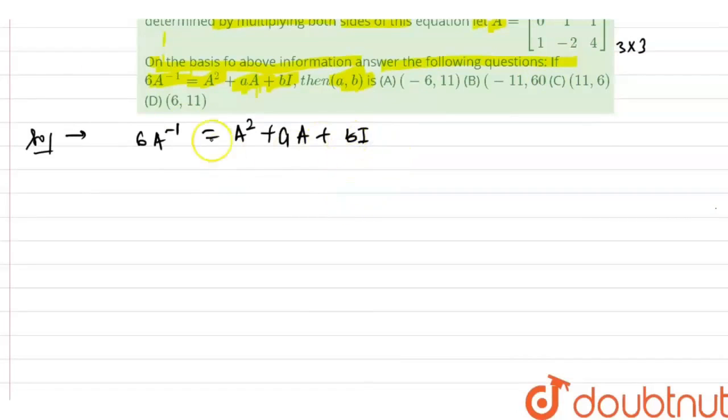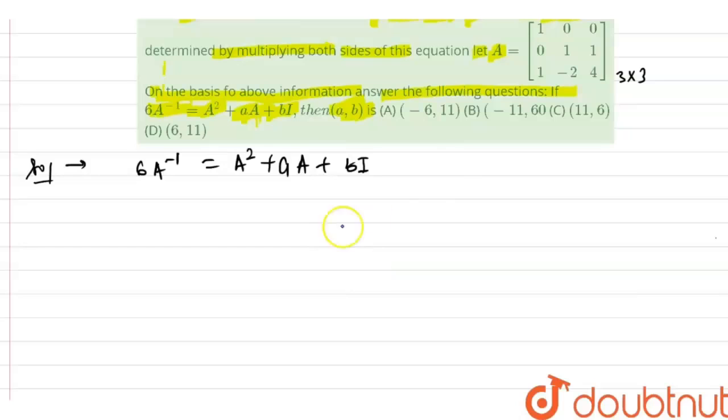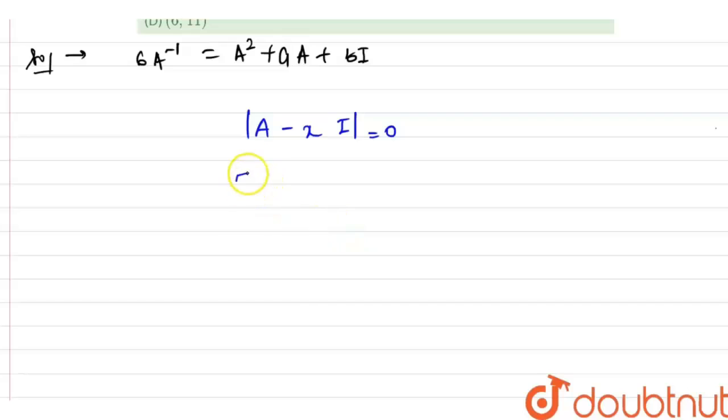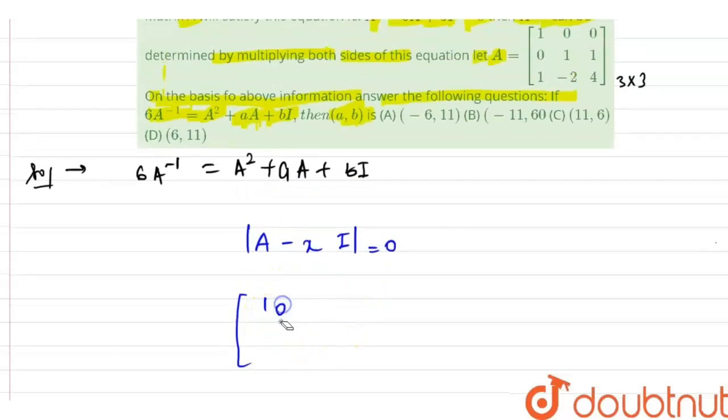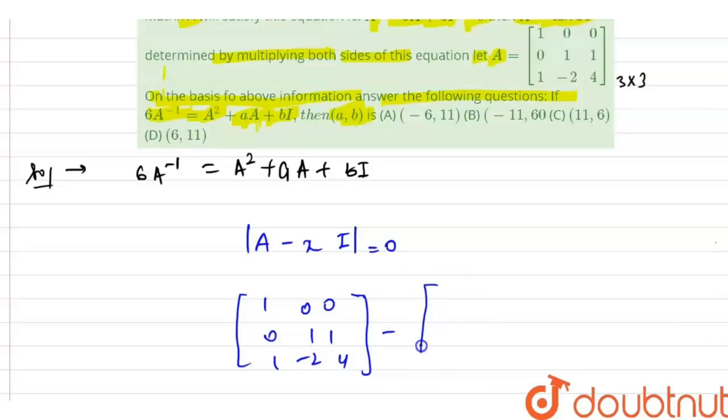Now first of all, I'm writing my A, and for this we have to use the above information. So basically I'm going to write the characteristic equation, which is the determinant of A minus XI equals 0. So my A is here, 1 0 0, 0 1 1, 1 minus 2 4. Understood? This is my A minus X times the identity matrix. So my X is here, and the identity matrix is this. This is my identity matrix of order 3.